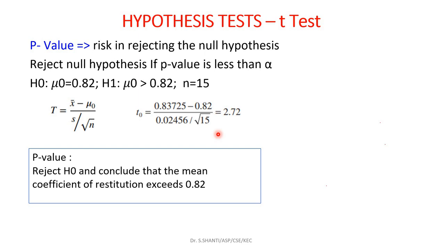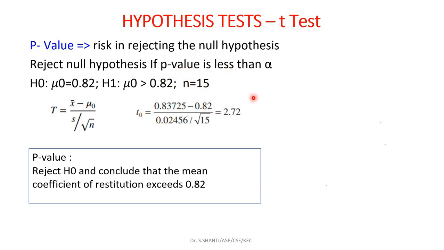So what does a p-value mean? That is the percentage of risk in rejecting the null hypothesis. So the p-value defines the risk in rejecting the null hypothesis. If the p-value is very low, there is a small amount of risk, so we can reject the null hypothesis. If the p-value is very high, there is a risk, so it is not possible to reject the null hypothesis. So reject the null hypothesis if the p-value is less than the alpha value.